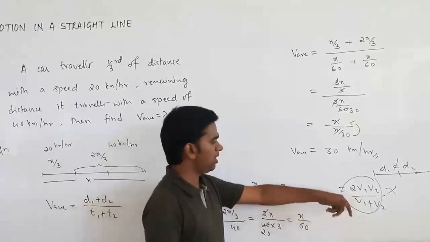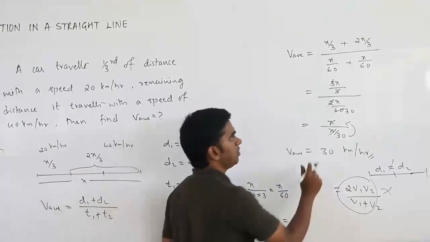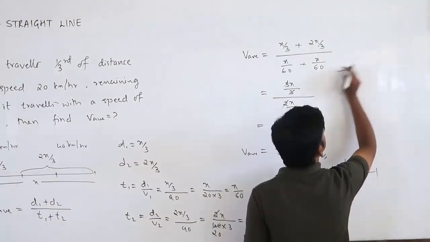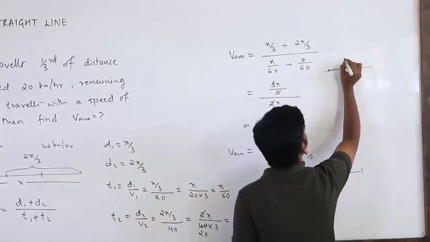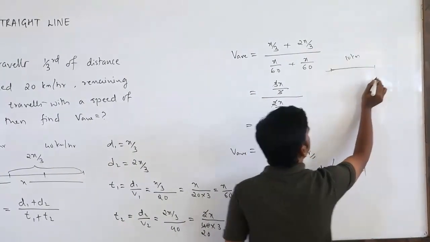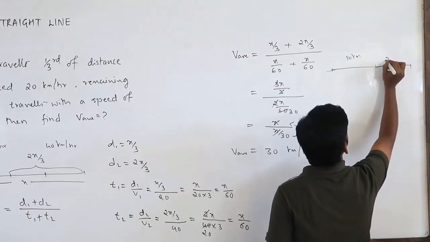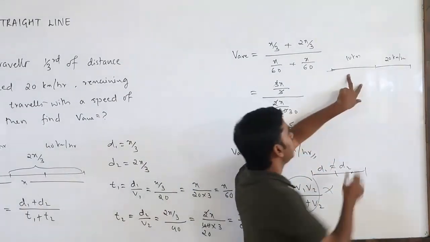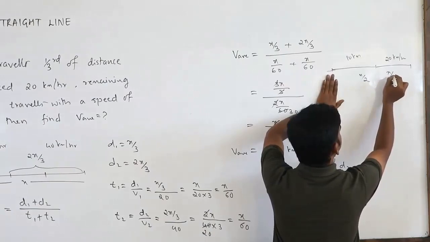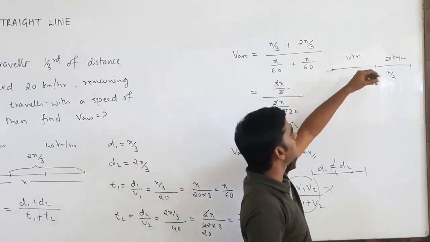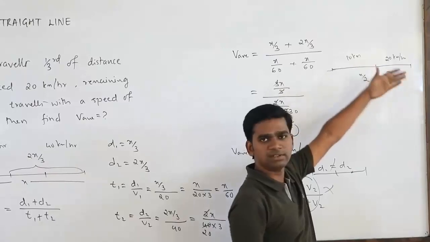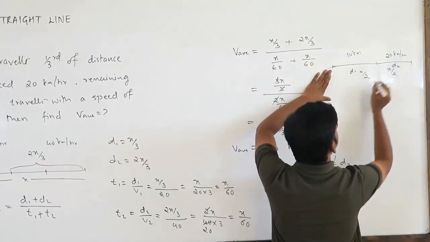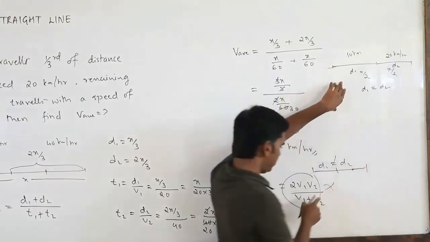Suppose if you want to know where we can use this formula. Suppose a car is traveling half of the distance with a speed of say 10 km per hour, and another half of the distance with a speed of say 20 km per hour. Okay, half of the distance means this is exactly x by 2, this is also exactly x by 2. When these distances are equal, when d1 is equals to d2, then you can use this formula.